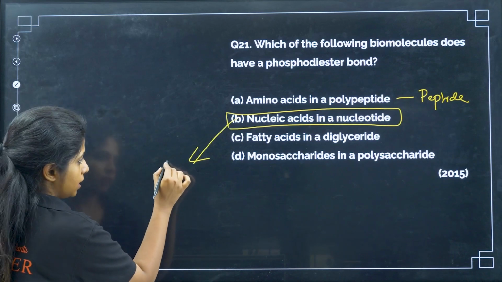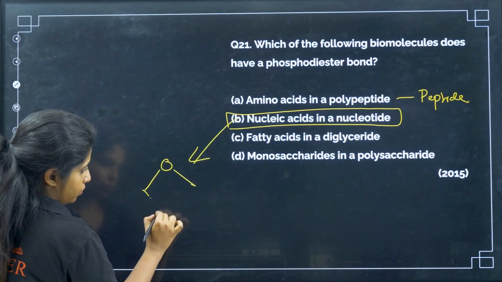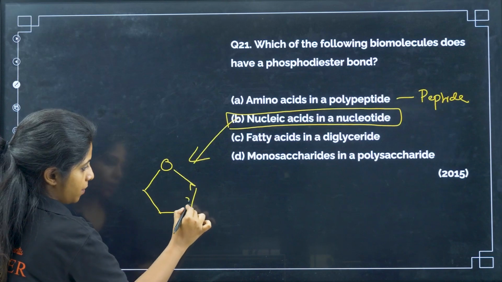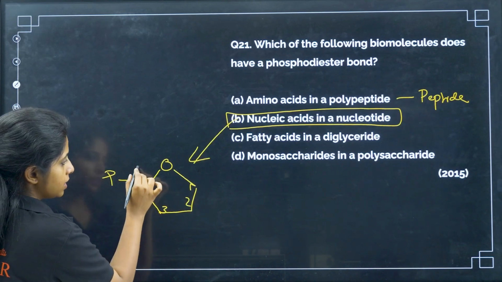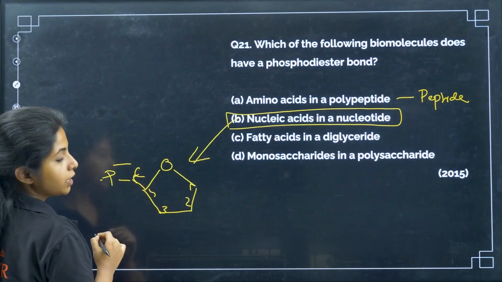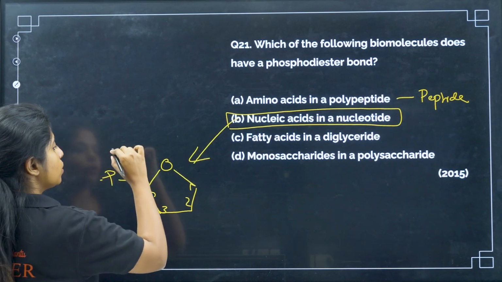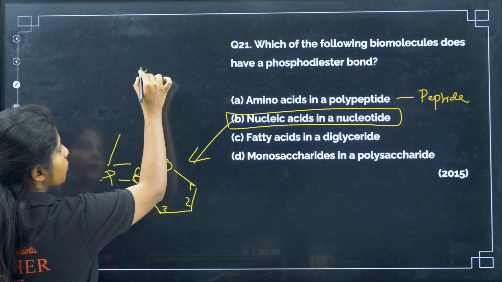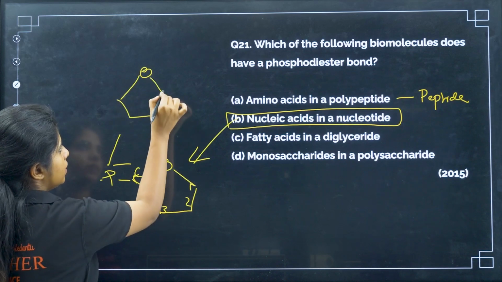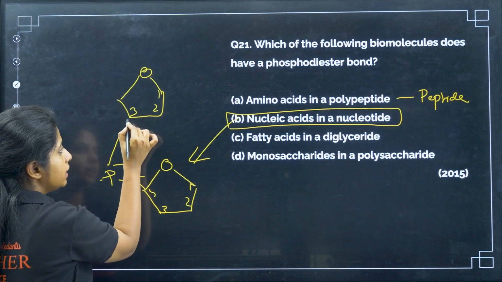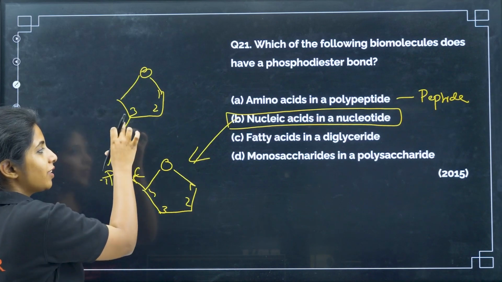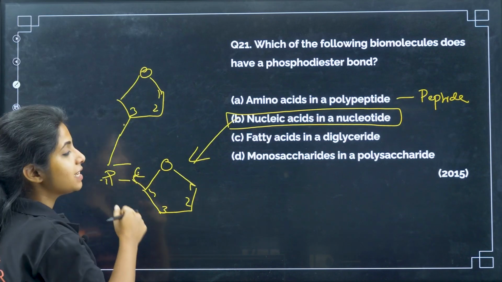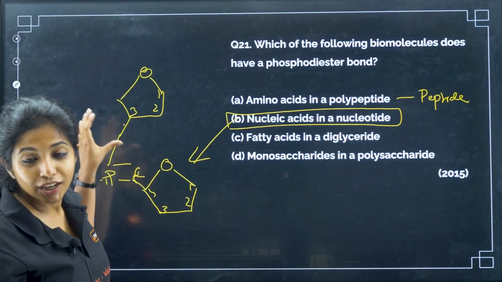What is the answer for this then, my dear children? So, over here, first carbon, second carbon, third carbon, fourth carbon, fifth carbon, you have the phosphate group. So this carbon and the phosphate group is known as phosphoester bond. Now the same phosphate is also going to bond with the third carbon up over here. So this is also a phosphoester bond. Together, can I call it phosphodiester bond? Yes.